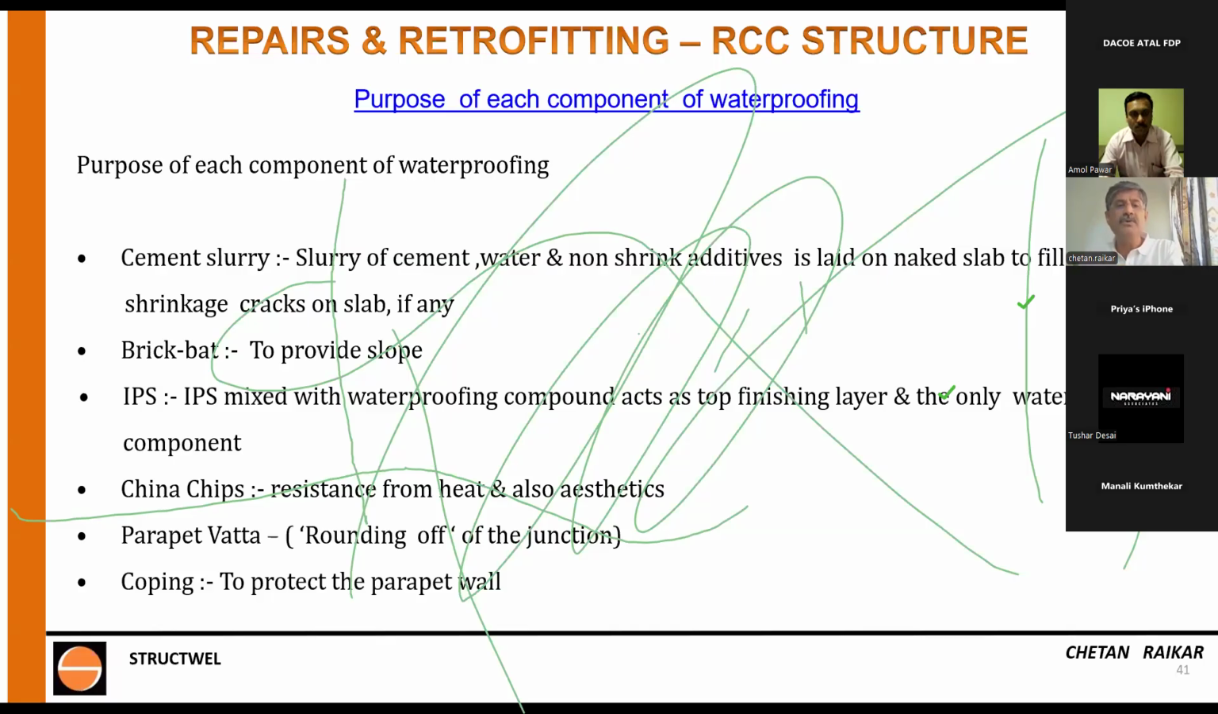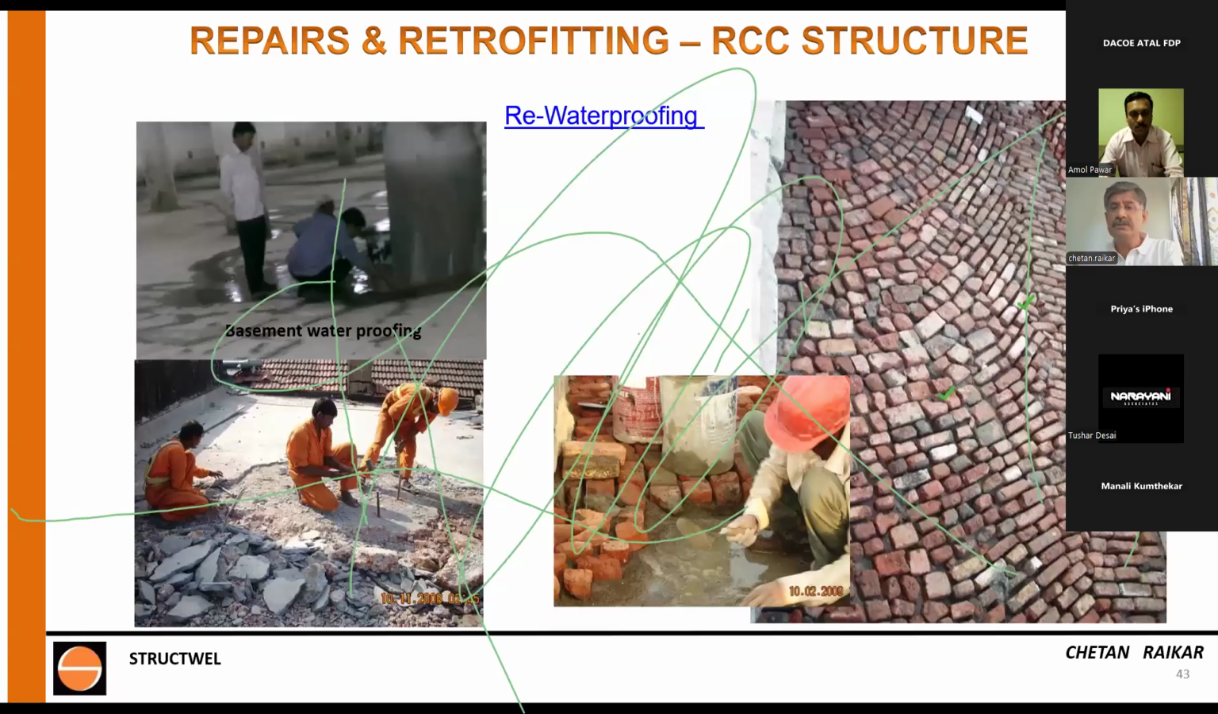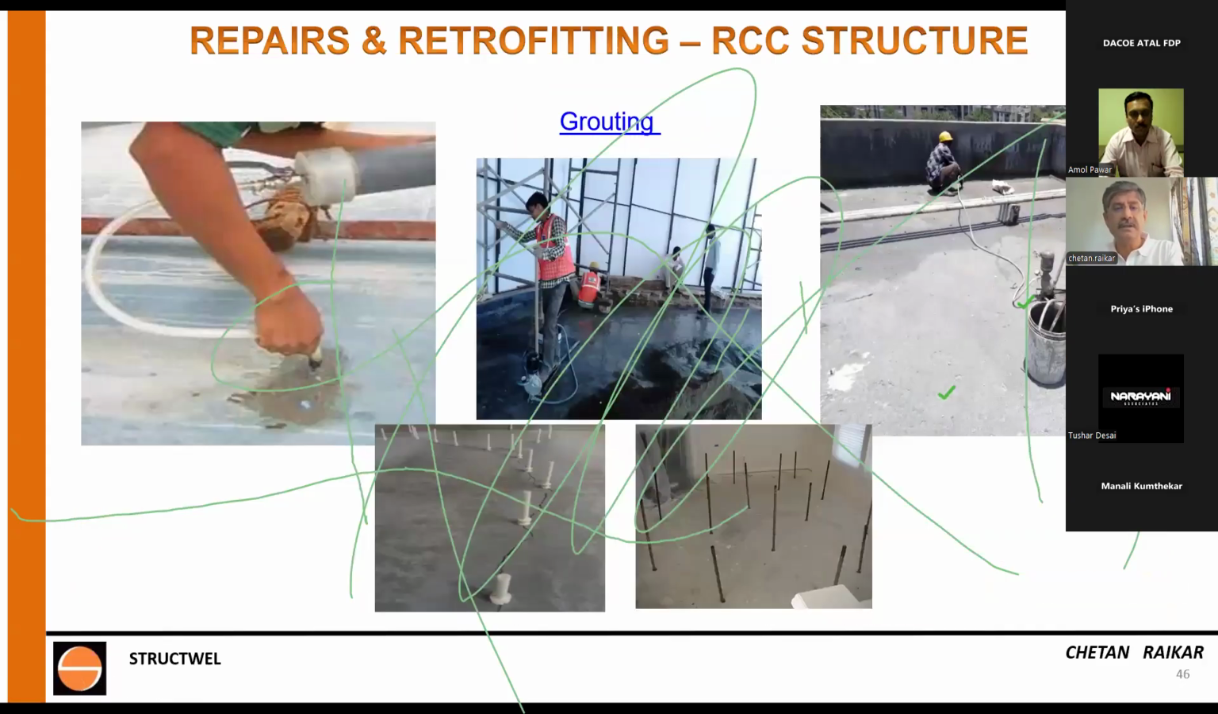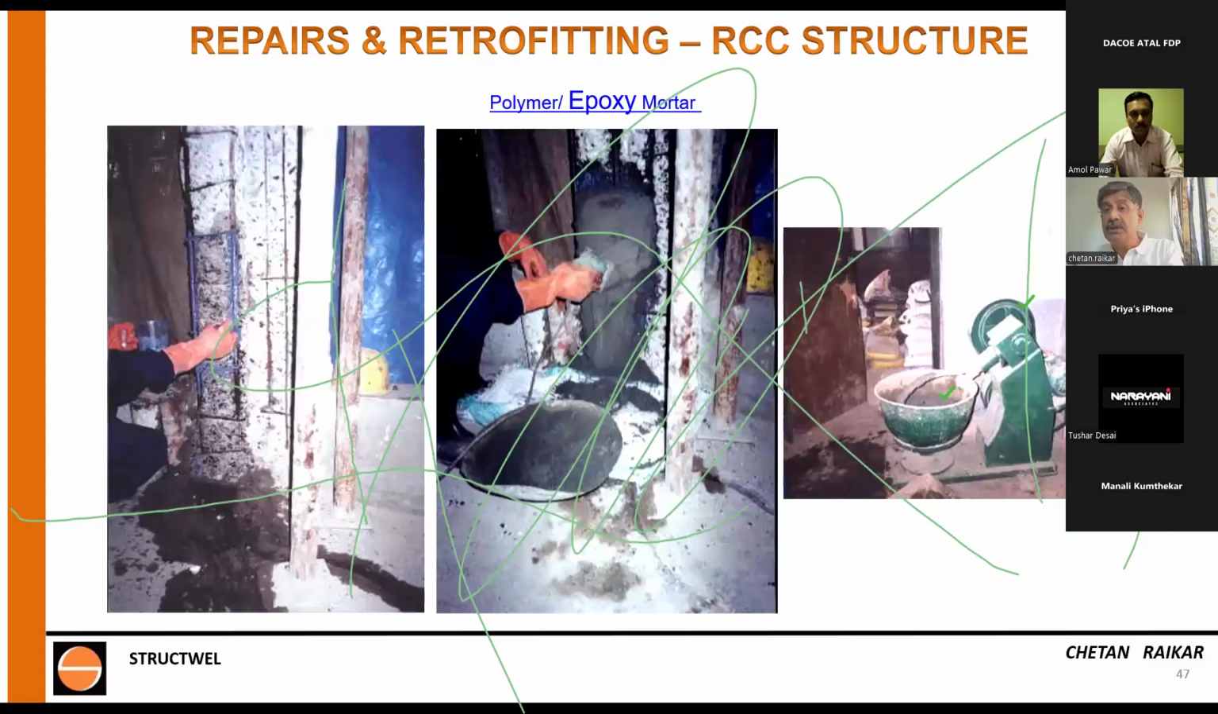Parapet wall and coping we both saw. Let us go. We saw this. See the beautiful view of good quality brickbat laid. We saw replastering is common in RCC and this also is common. Grouting also we saw. Now polymer or epoxy mortar.